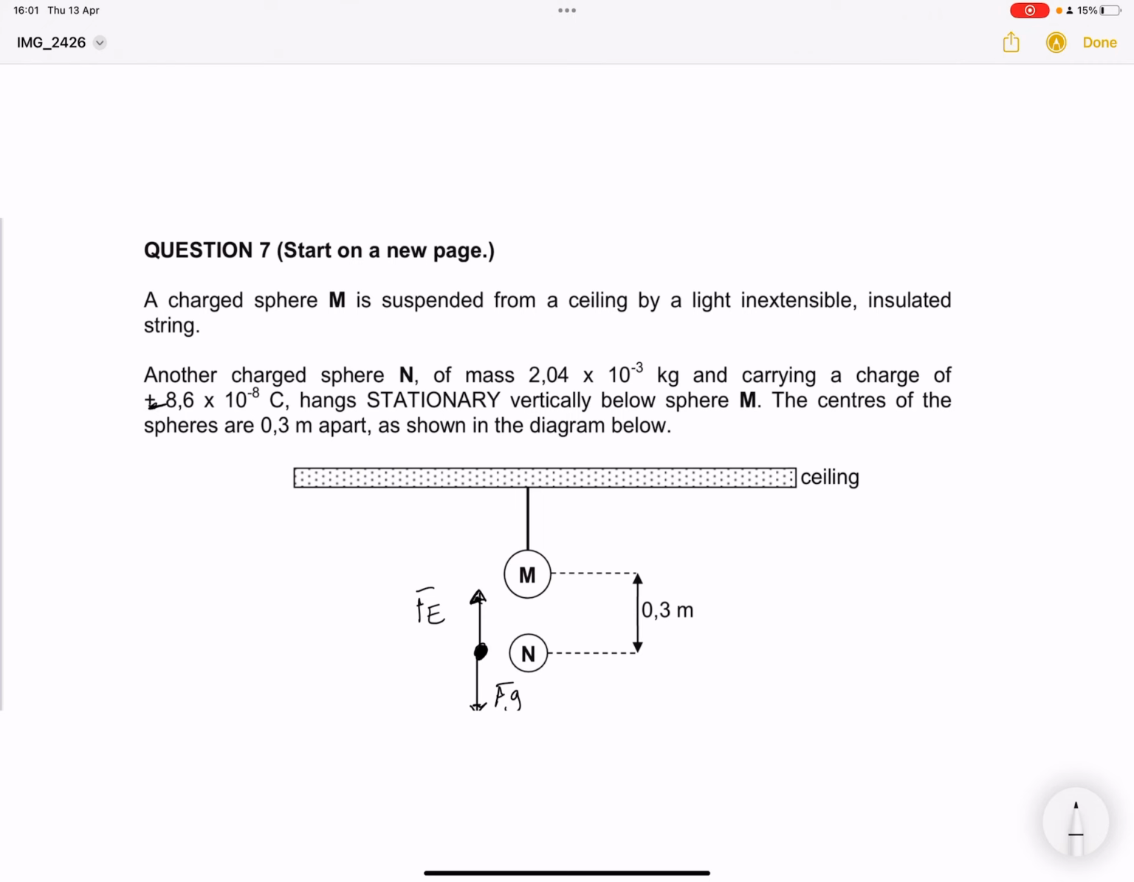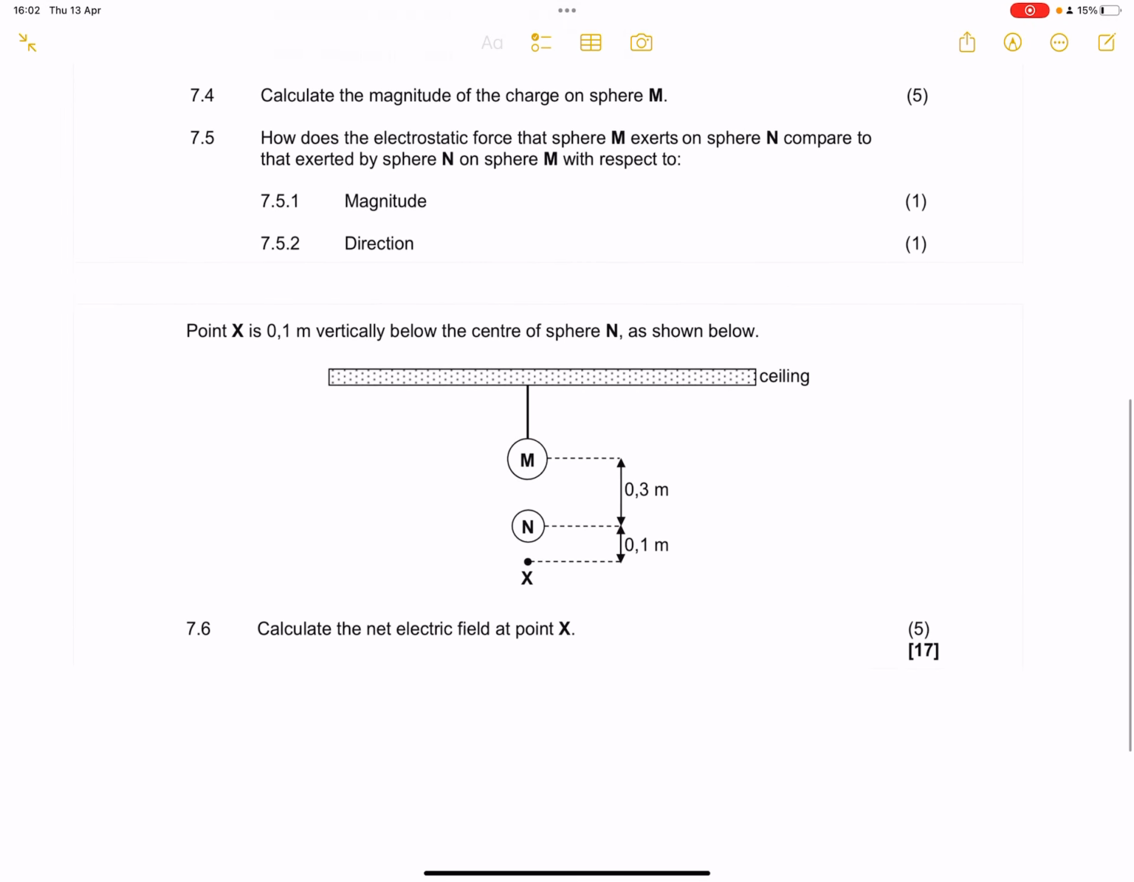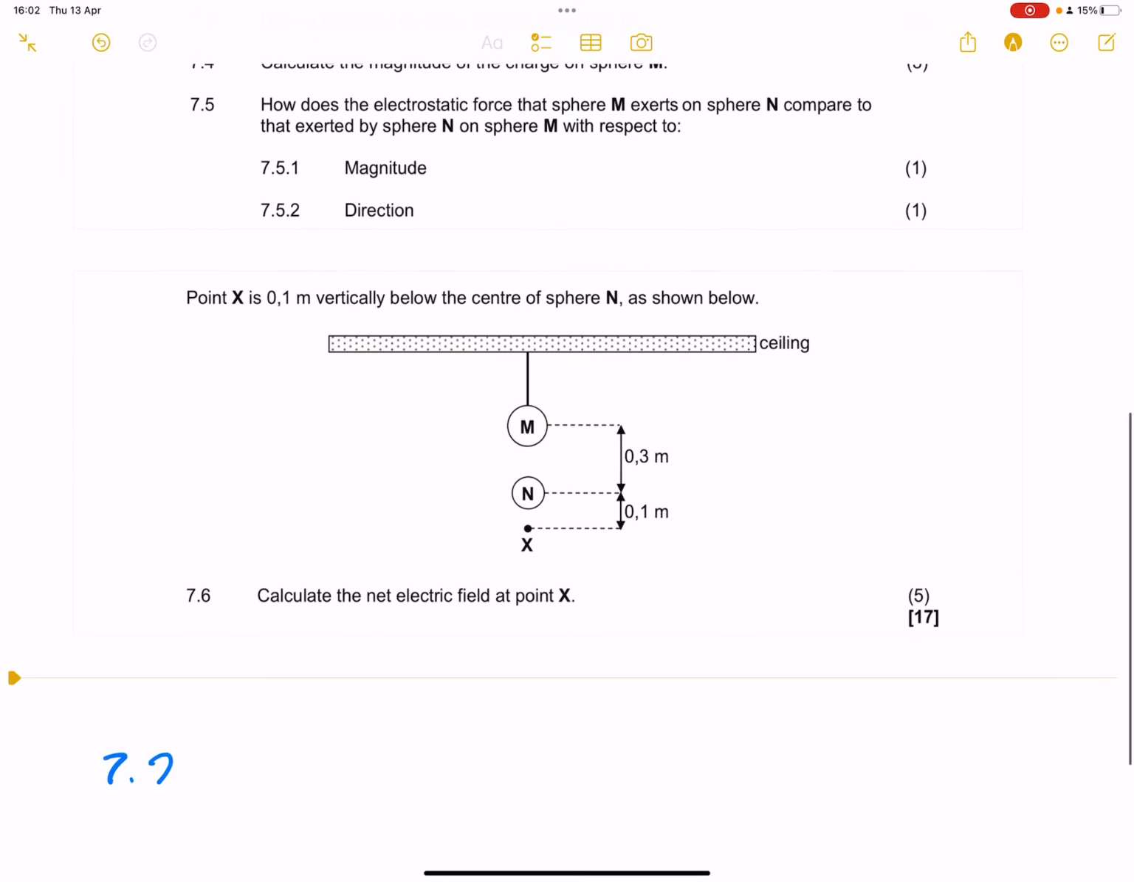Now we were told that sphere N has a positive charge. So what does that mean? If N has a positive charge, it therefore means that M has to have a negative charge in order for it to be a force of attraction. Remember, if it had a positive charge, it would repel, so both forces would be acting downwards. I hope that makes sense. So we know that the force exerted by M on N is the force of attraction, and as a result, M is negatively charged. You can write that down if you want to. So it should definitely be negative.